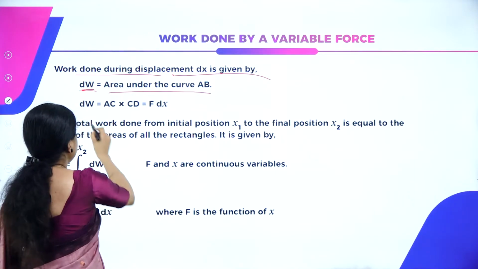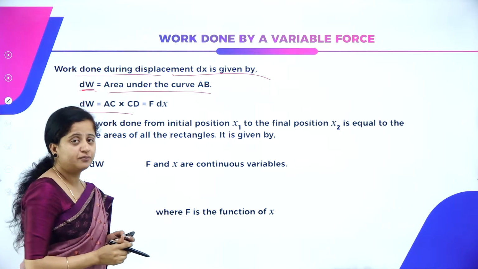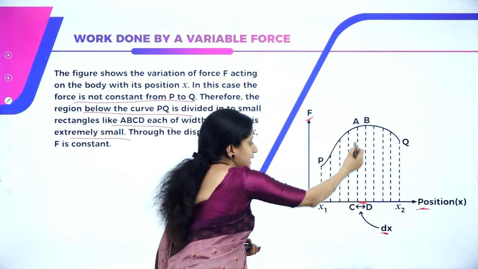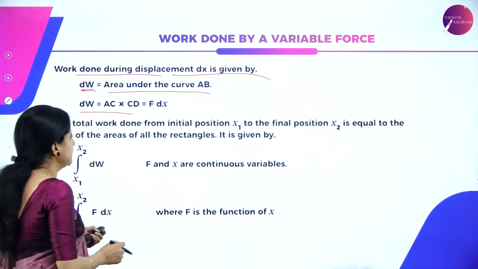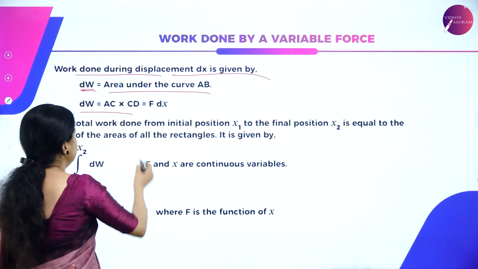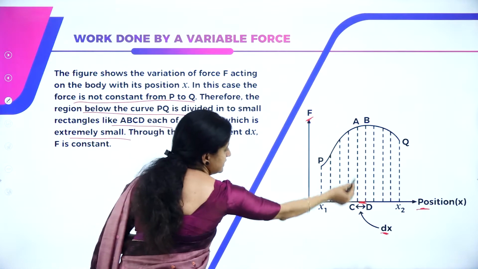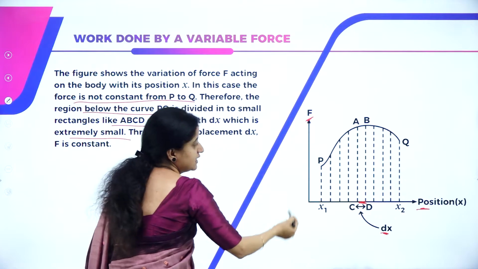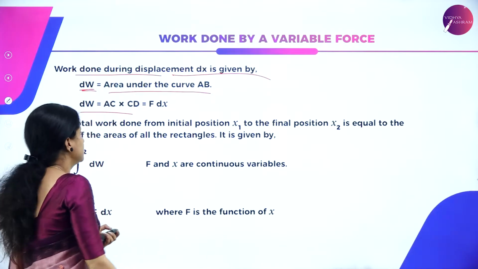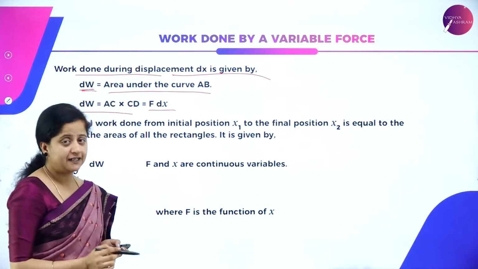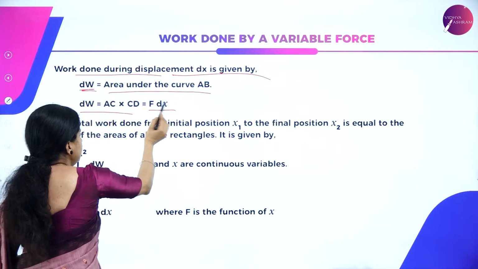So how to find the area of a rectangle? That is length into breadth. Here we can say that AC into CD gives us length into breadth. So it is AC into CD. Here you can observe AC is nothing but the force which is varying along y-axis, and CD is nothing but the position. So we can write F into dx. So it is force into displacement.